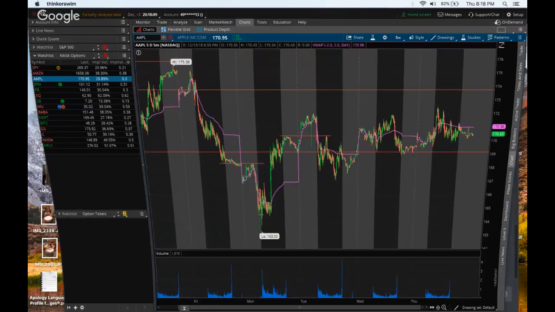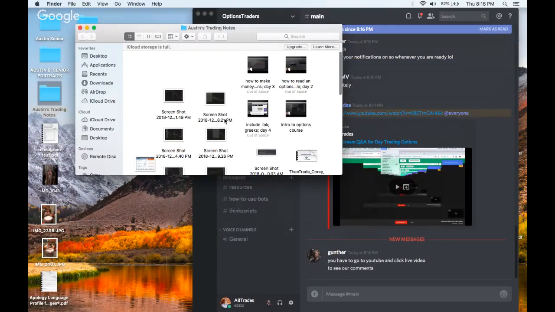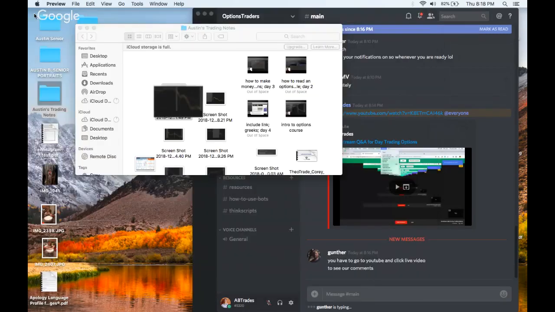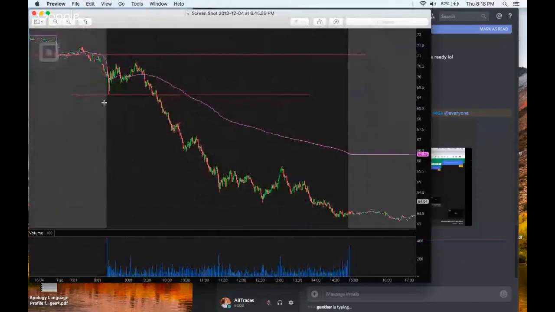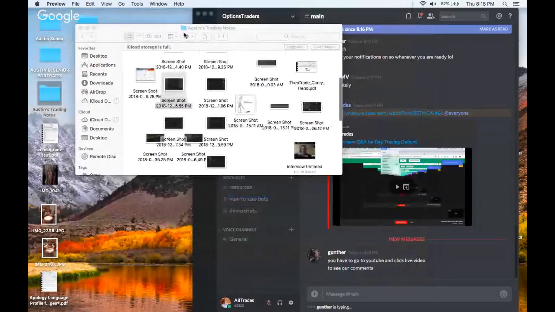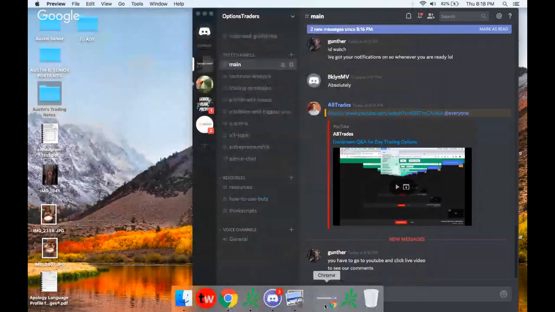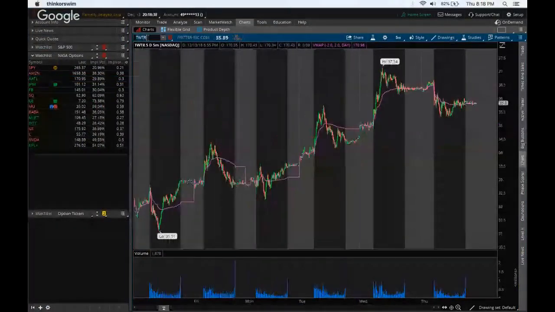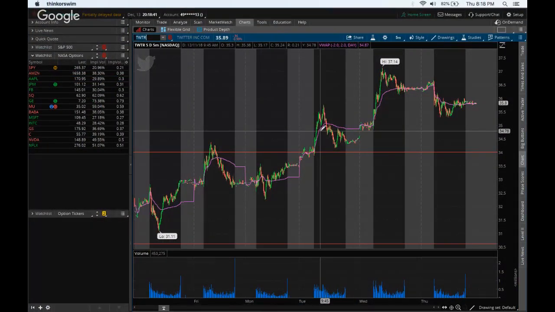Let's see if I can get out of this. I should be able to show y'all. I don't know what exactly it is. Is this one? No, that's not one. I try to take pictures of good plays, but I don't always have the best plays. I think this is a 10% play here on Square. Twitter. Twitter is a good recent example. Sorry, I'm late on coming up with examples. So Twitter. Oh, maybe it's not. Well, I guess here it was.